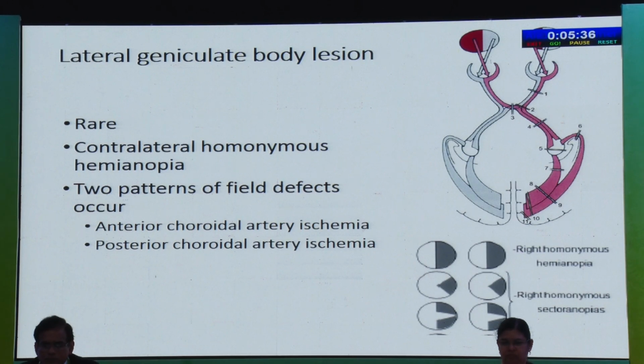So coming to lateral geniculate body lesion, it is very rare. Here again you get homonymous hemianopia, and when the lesion is very localized, with involvement of anterior choroidal artery ischemia or posterior choroidal artery ischemia alone, we get homonymous sectoral anopia, and it is very, very, very rare.